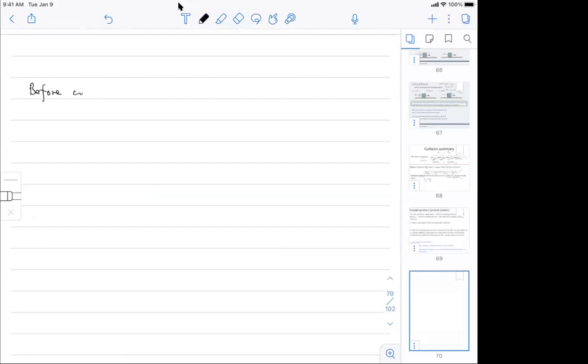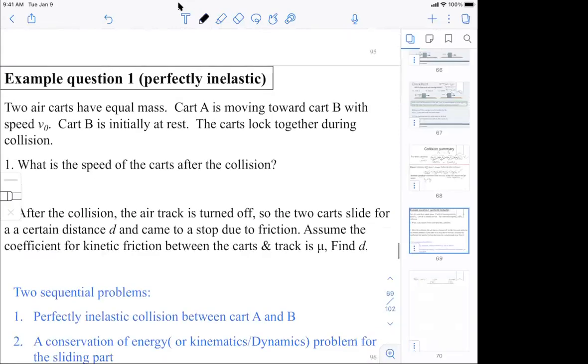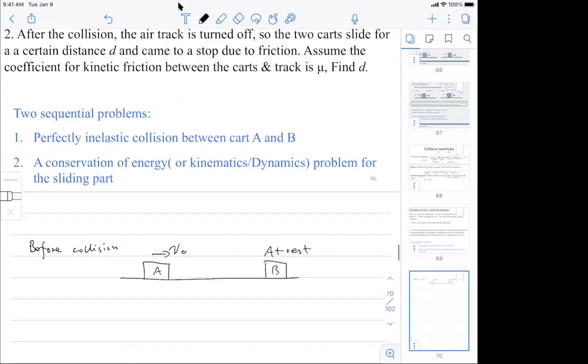Before collision. What happens before collision is B is at rest. A is moving with some velocity, right? B is not moving, A is moving. The cars lock together during collision. So I'm going to draw another picture.